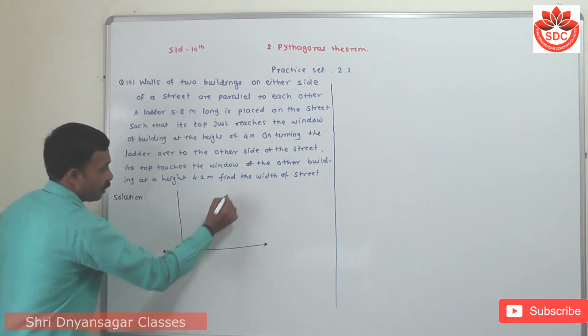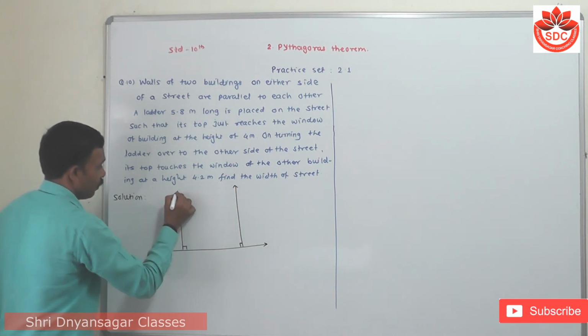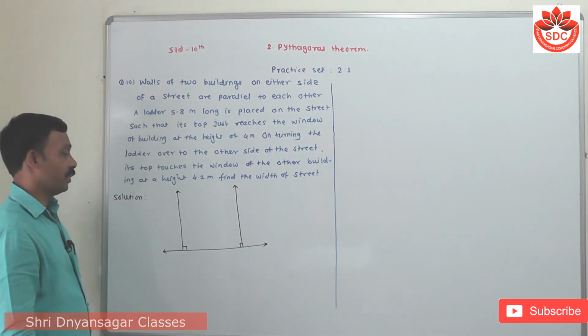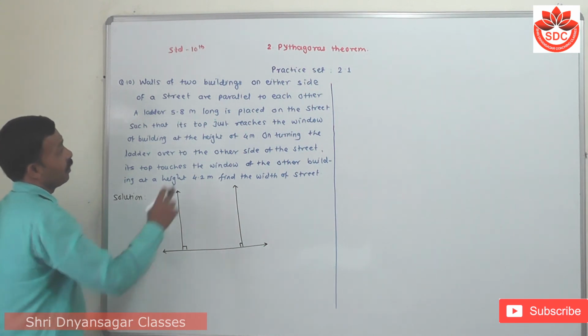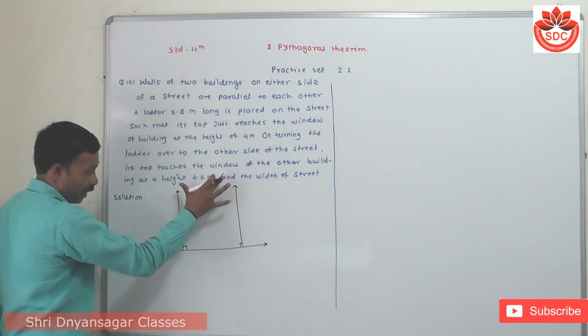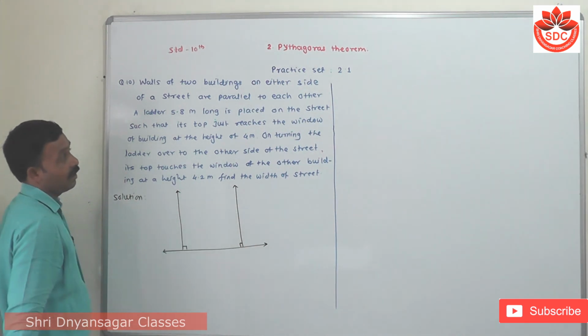Now student, the buildings are perpendicular to the street. Suppose that these are the buildings here. Now they are parallel to each other. They are parallel because they are perpendicular to the street, which means that they are parallel to each other.